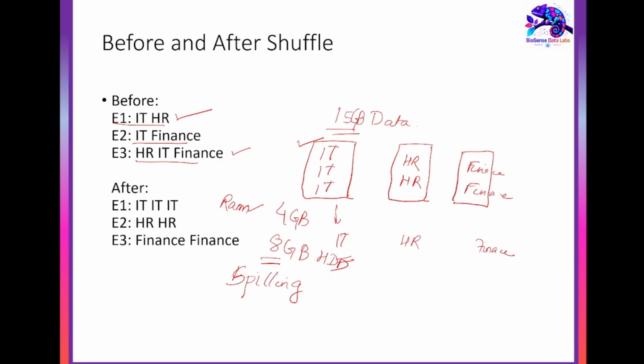So how will Spark execute? It will first process this 4 GB of data, and this 8 GB of data will remain in queue. Once this 4 GB of data is processed, Spark will bring some data from this 8 GB and continue to process that as well. So this concept in Spark is known as spilling.